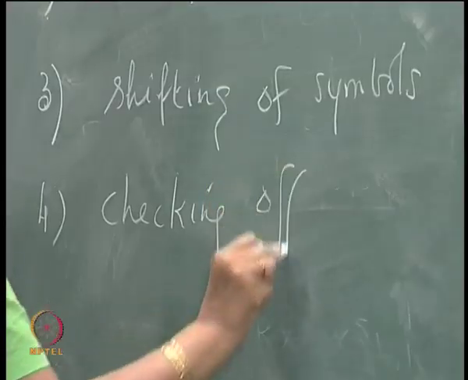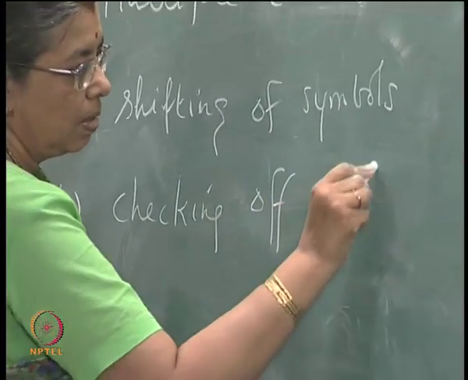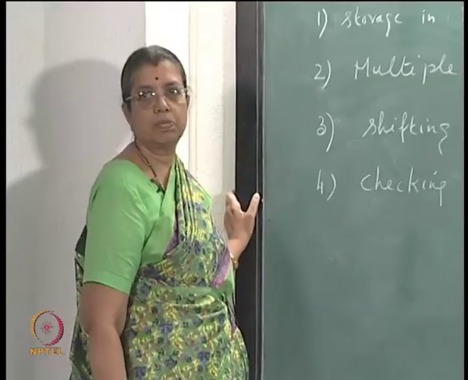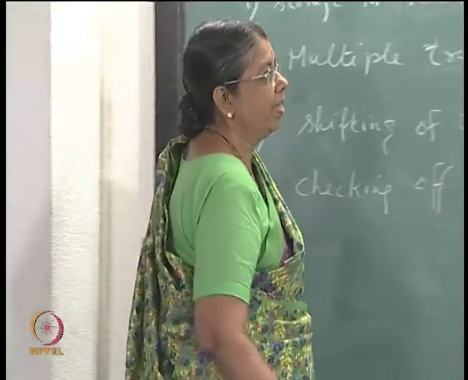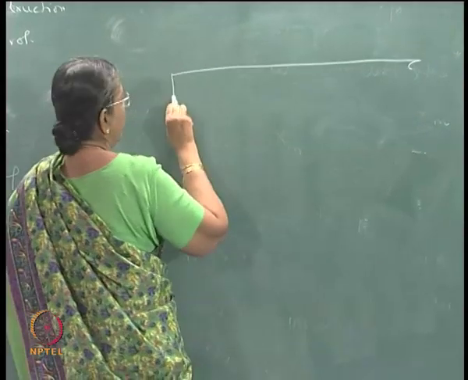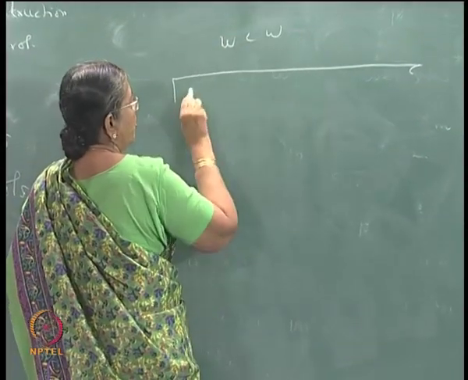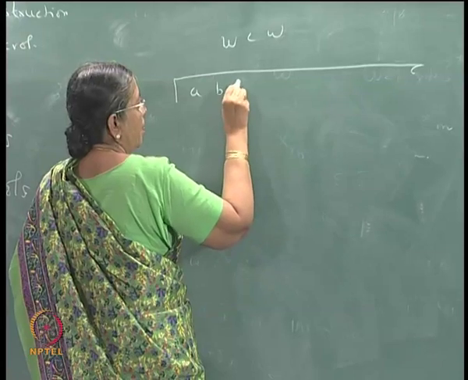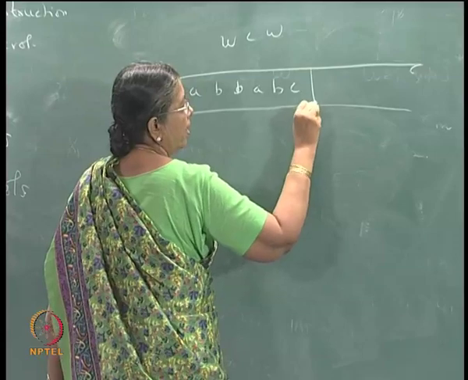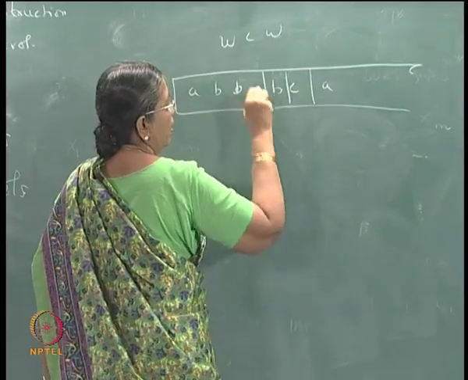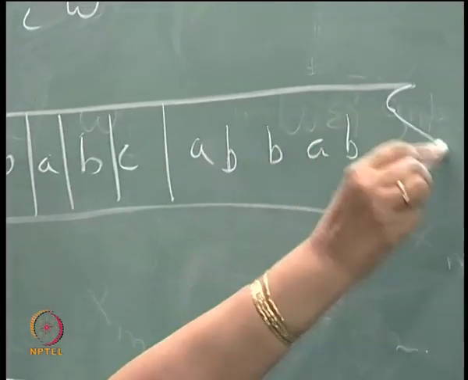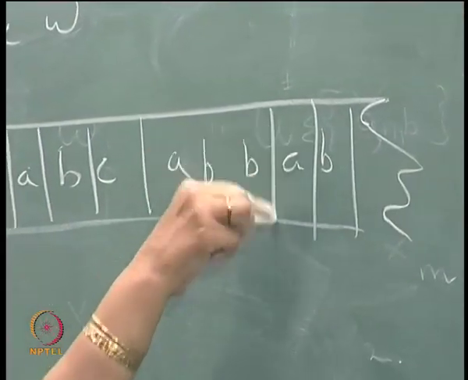Checking of symbols. What does that mean? The same example which I considered, WCW. Suppose I have AB, B, AB, C, AB, B, AB followed by blanks.